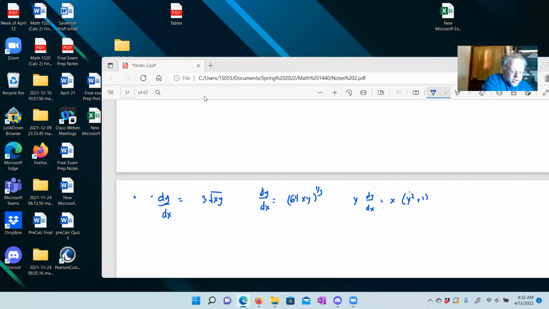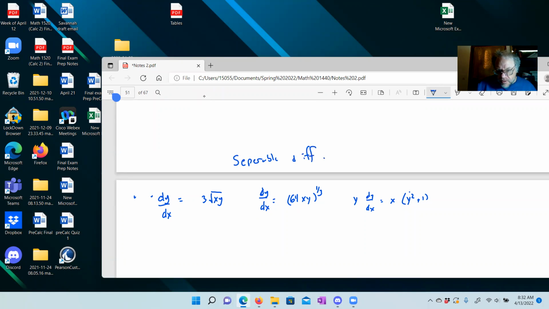So we are going to talk a little bit about differential equations today, and this is actually called separable differential equations. The reason they're called separable is because you can put all the variables on one side and all the other variables on the other side and integrate side by side and call it a day.